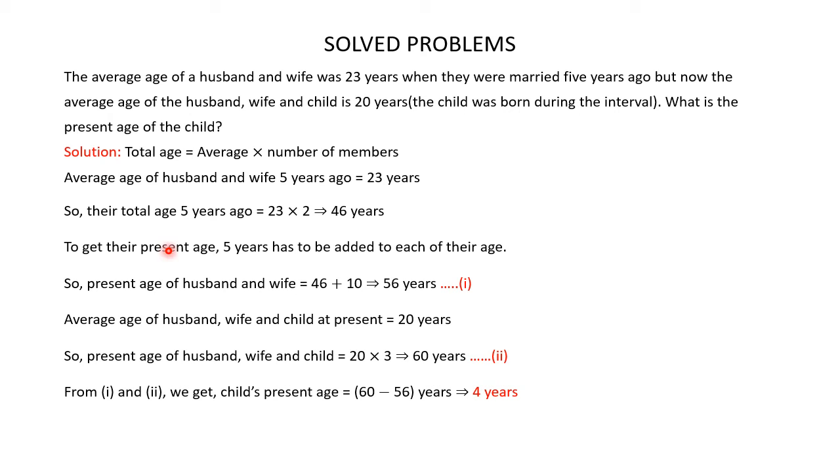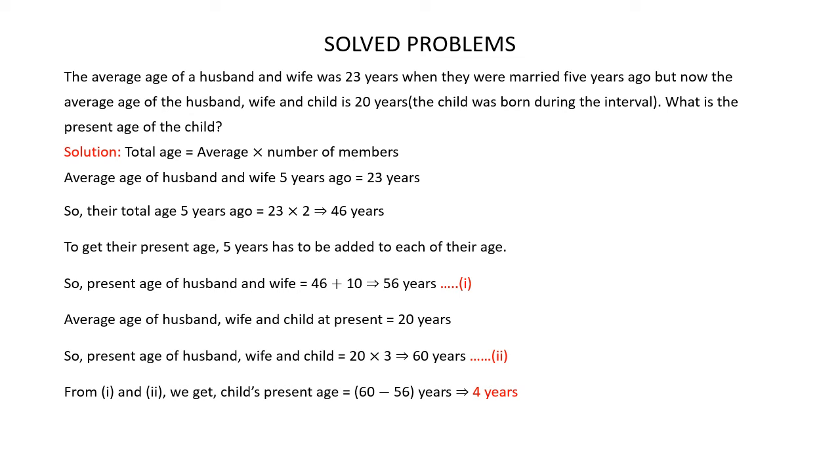Now to get their present age, 5 years has to be added to each of their ages. There are two members here, the husband and the wife, so 5 multiplied by 2 is 10. So the present age of husband and wife is equal to 46 plus 10, which is 56 years. This is the first equation.